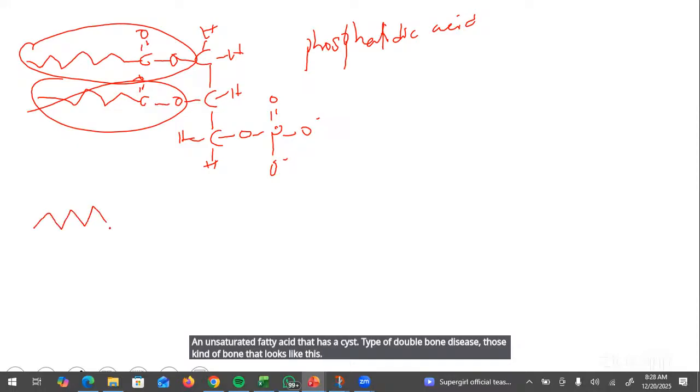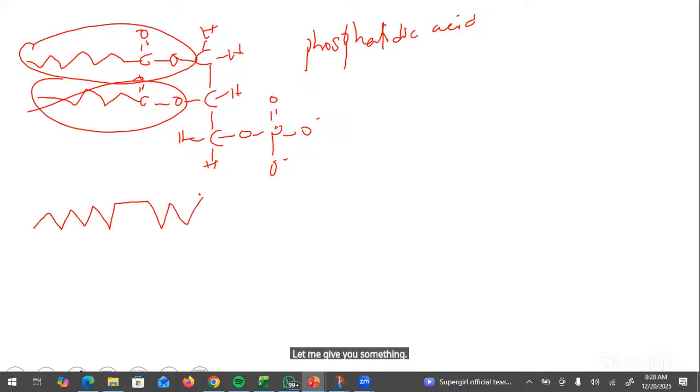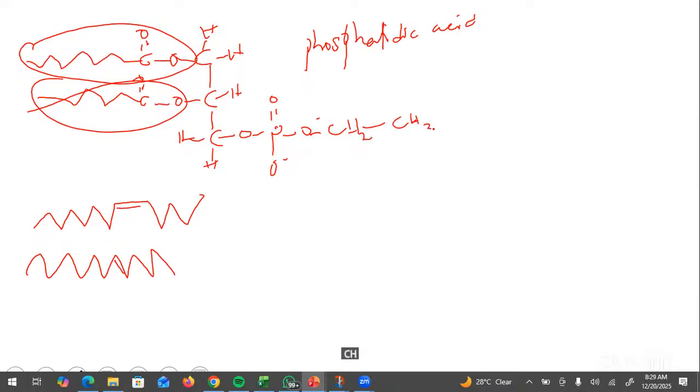Let me give you something. So if the bond is like this, it's a cis bond. If the bond is like this, it's a trans double bond. So what we have here, if now this oxygen is attached to an alcohol like ethanolamine, you have CH2, CH2, then you have NH3 plus. This is ethanolamine.